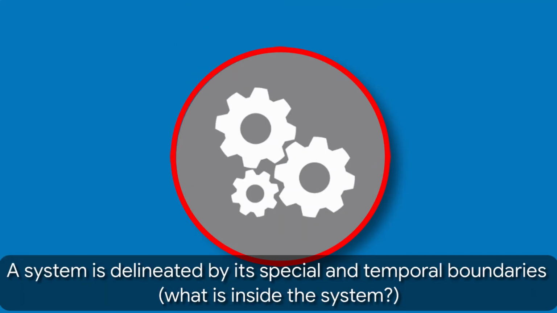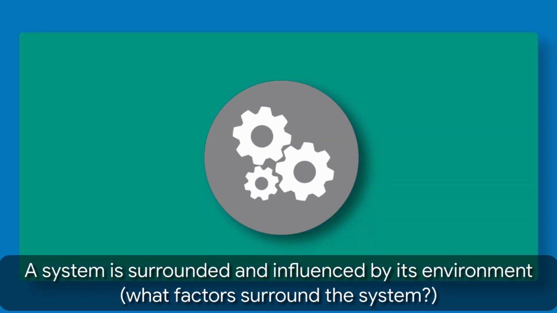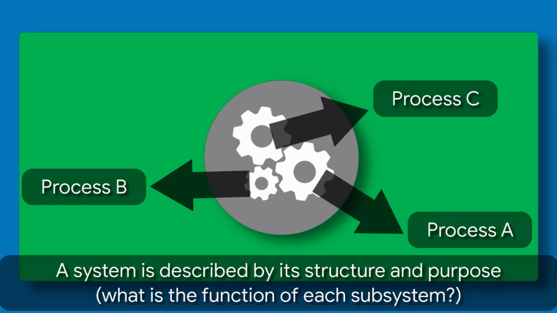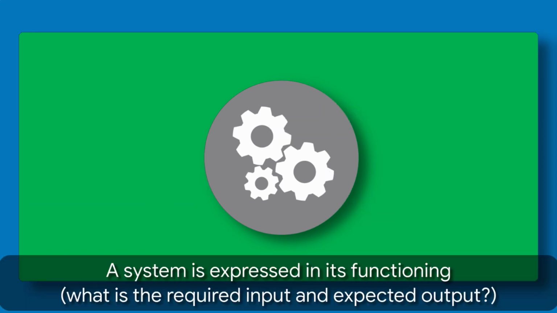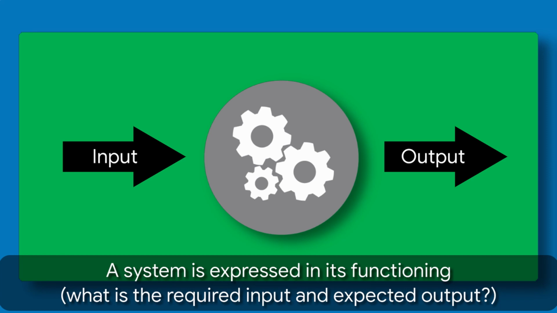For us to consider whether something is a system, it must have the following. A system must be borderlined by its spatial and temporal boundaries. That answers the question, what is inside the system? A system is surrounded and influenced by its environment. This answers the question, what factors surround the system? A system is described by its structure and purpose, and this answers the question, what is the function of each subsystem? And the system is expressed in its functioning. This answers the question, what is the required input and expected output?